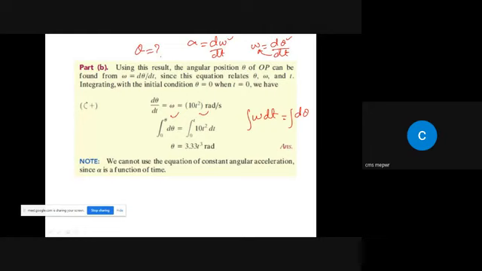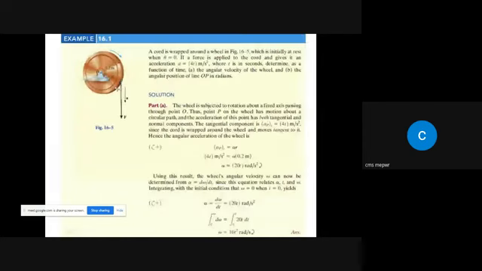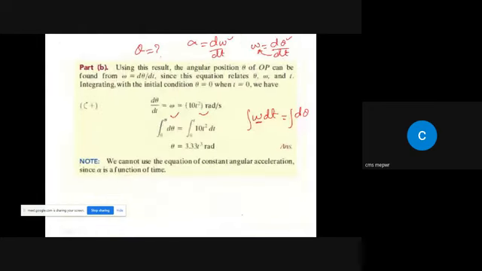The limits will be the same again, and in this case, instead of omega, you need to put its value. So what was the value of omega from this equation? The value was 10t square. So you can put the value of omega over here as 10t square. When you solve it, you will get the value of theta, that is 3.33 t cube radian, right?